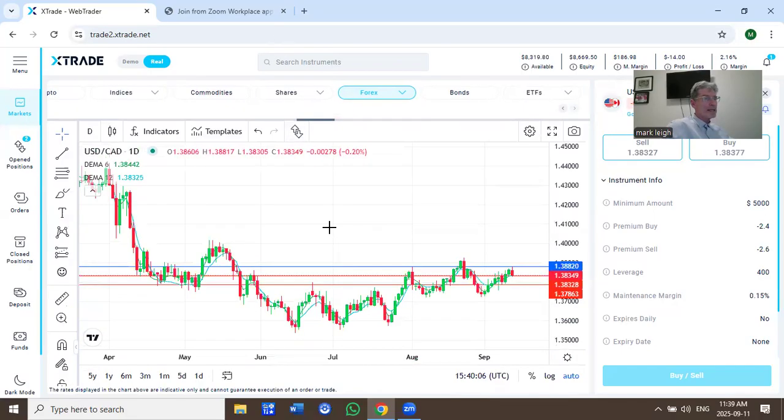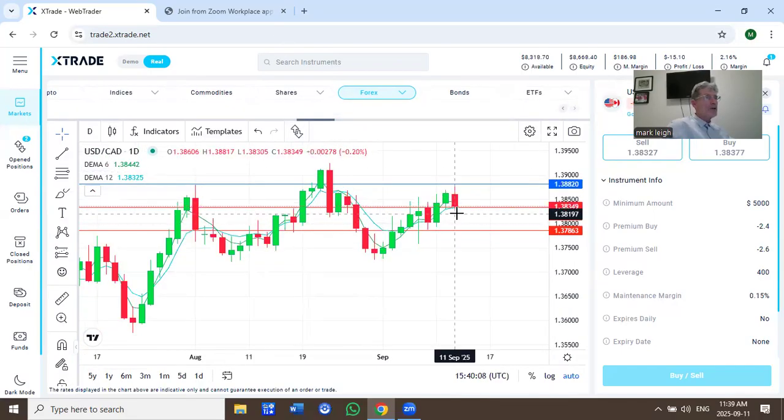US dollar Canadian. There we have a look at the daily. And you can see I've got resistance at 138.82. I've got support being tested right now at 138.32. There's the red candlestick. No fight back at this point yet. Slight fight back from the US.